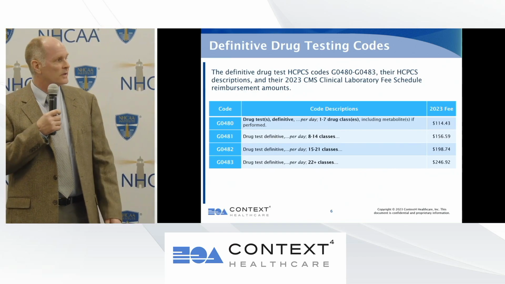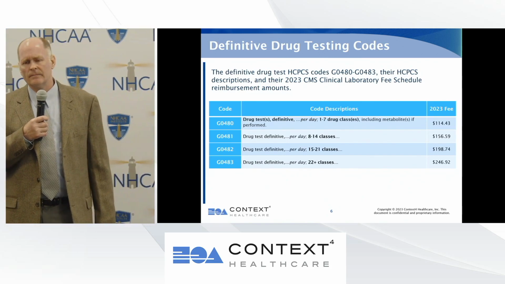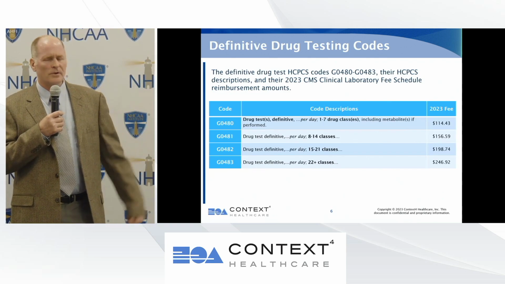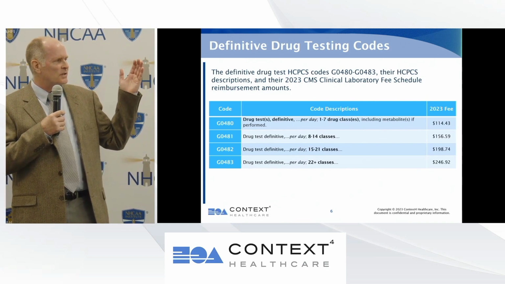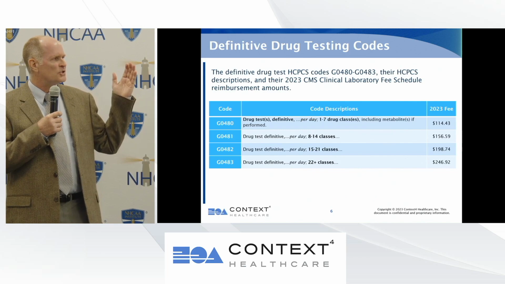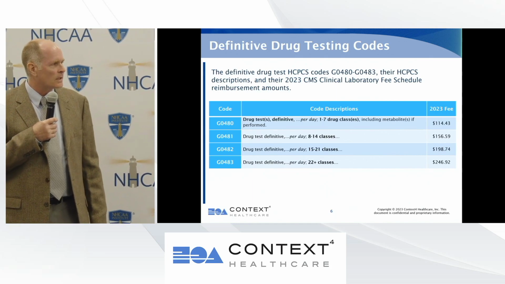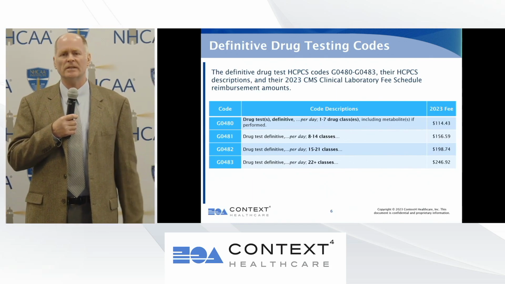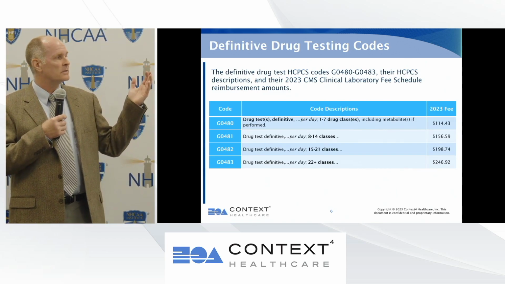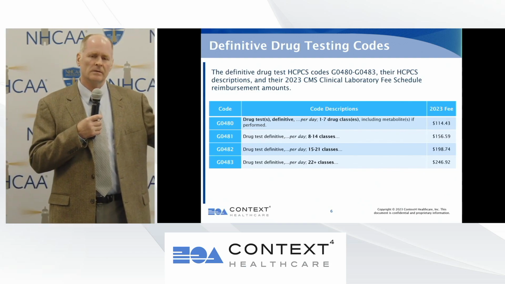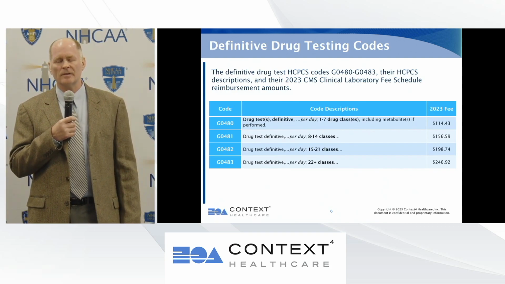This slide shows the 4 definitive drug testing G codes and their 2023 clinical lab fee schedule reimbursement amounts. The reimbursement amounts are higher for these. These tests are performed on machines like mass spectrometers, gas and liquid chromatography, and sometimes it takes multiple of these machines to complete these tests. The G code requires whatever machines necessary to definitively determine if the compound is present and then report the concentration of that compound in nanograms per milliliter.